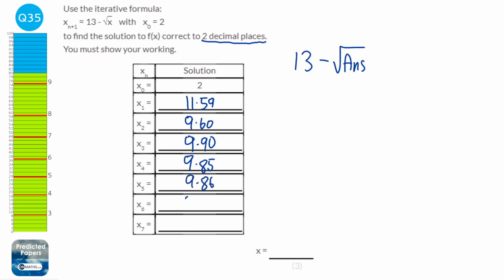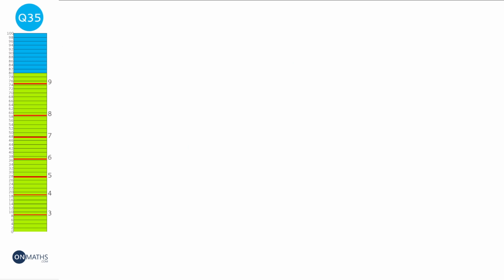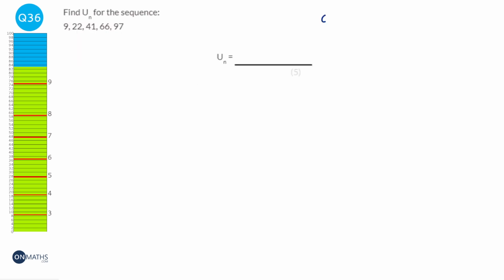9.86, and then 9.86. So our solution, our answer, is going to be 9.86, because as soon as the number repeats, then you stop and you write down that answer. So we're going to just quickly write out our sequence, so 9, 22, 41, 66 and 97, and we're going to find the differences of each of them.